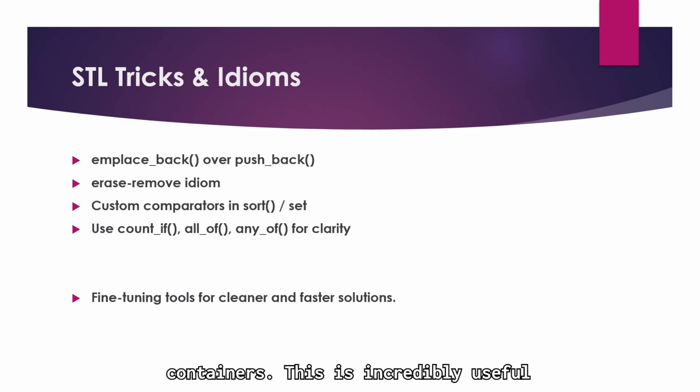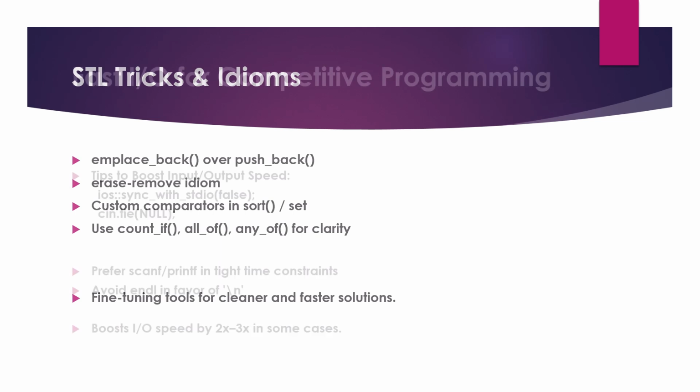This is incredibly useful when we need to sort data in a specific order. count_if, any_of, all_of. These algorithms allow us to check conditions on ranges of data in a very readable way. They can help us avoid writing custom loops and make our code more declarative. These tricks will save our time, and make our code more efficient and readable.